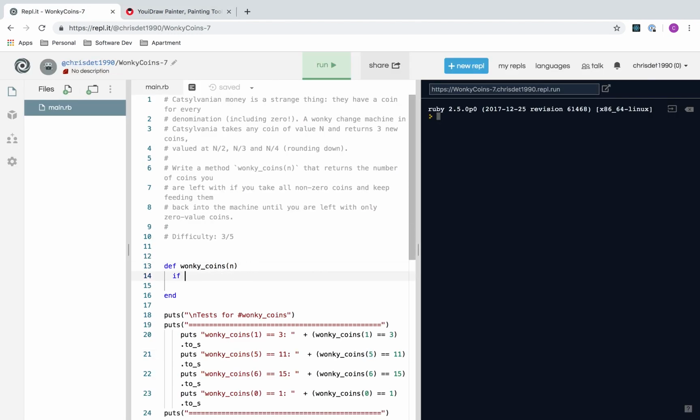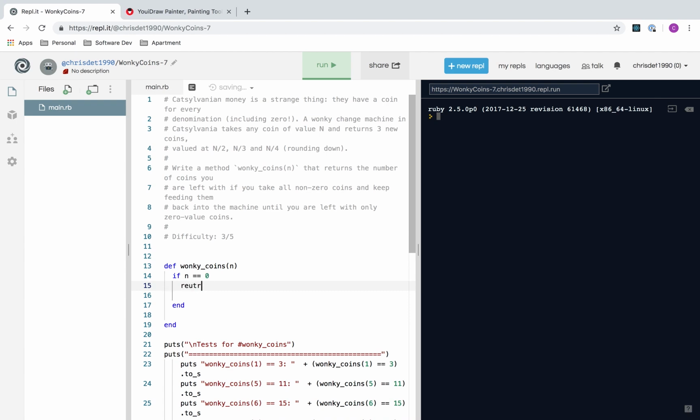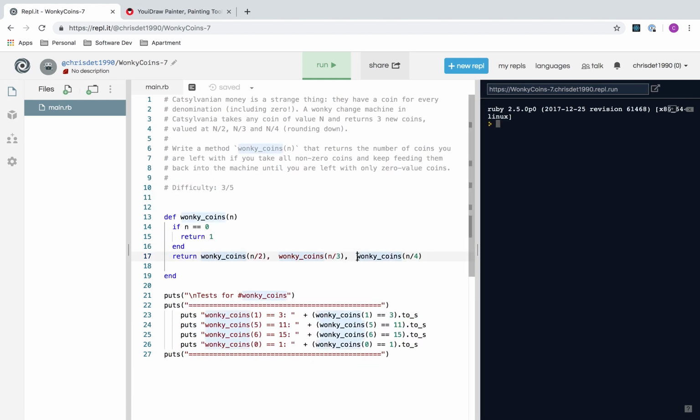So here we go, here's the base case. If n is equal to 0, what am I going to do? I'm going to return 1. Cool, that's the first thing. Next is the recursive step. So here, I'm going to take wonkyCoins, copy, boom, boom, boom, right there. And then I'm going to return the result of wonkyCoins of n over 2, and then wonkyCoins of n over 3, and then wonkyCoins of n over 4. That is what I'm going to return.